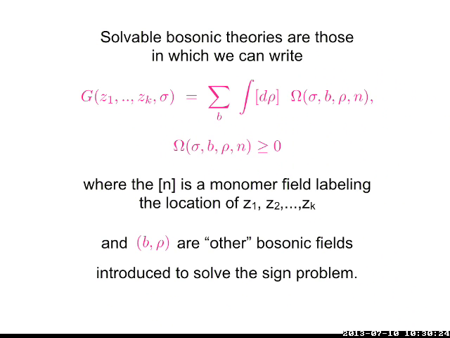So what I mean by the solvable bosonic theories is that you have this G which is expressible as a sum of maybe some other set of fields where omega is positive. Right now this is something that needs to be done before one can really solve the sign problem, and since it's just a bosonic correlation function, I assume that many of you will agree that this is doable, but if you have questions, I'm happy to give you examples of where this can be doable.